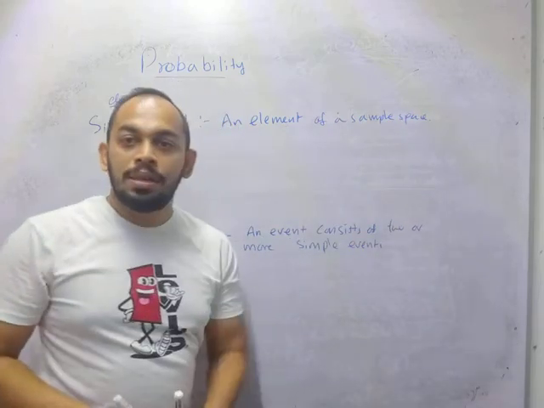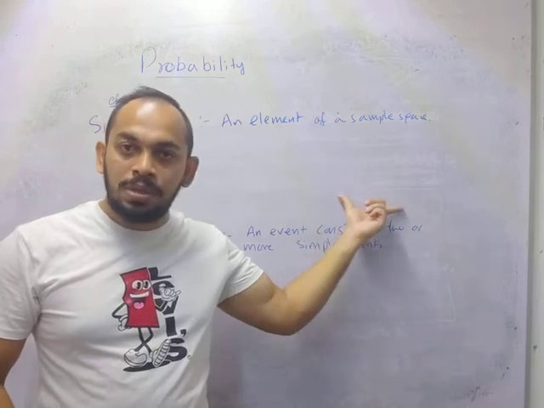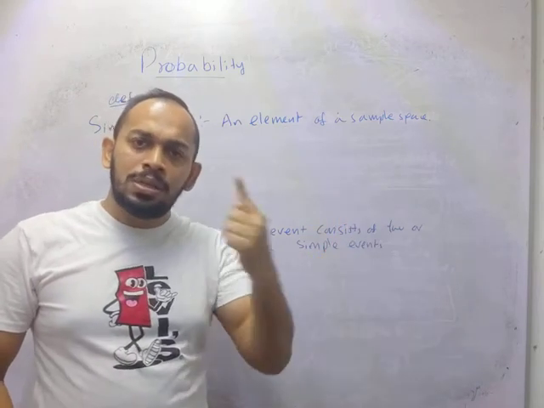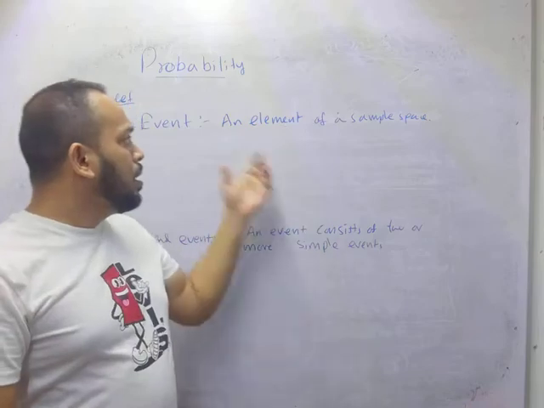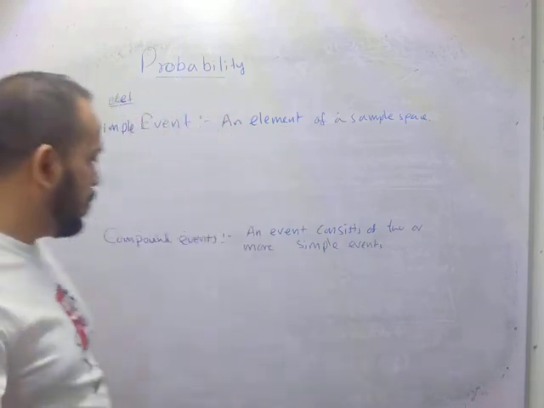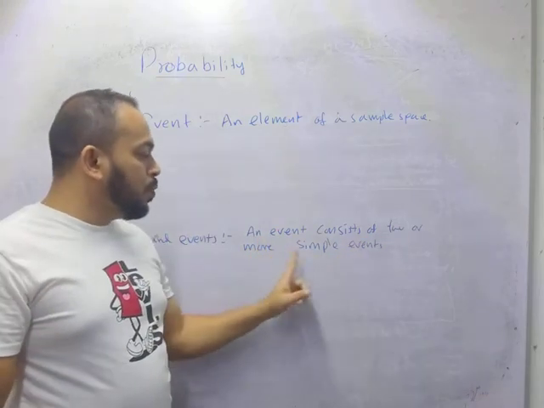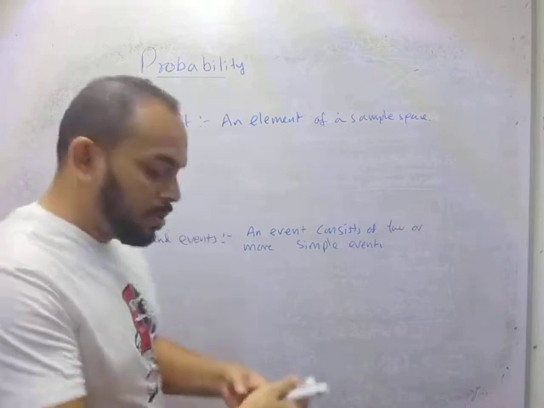This definition is easy to understand. An element. So you can list out the sample space of a random experiment. Then just one element is called a simple event, because you cannot break it down anymore. A compound event is an event that consists of 2 or more simple events.